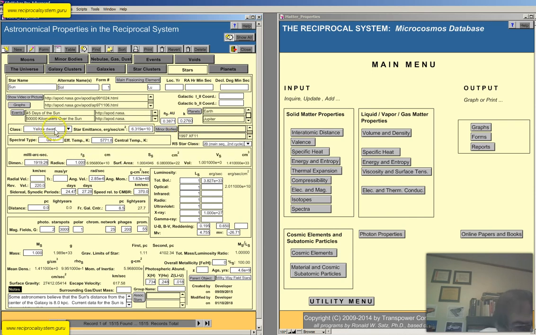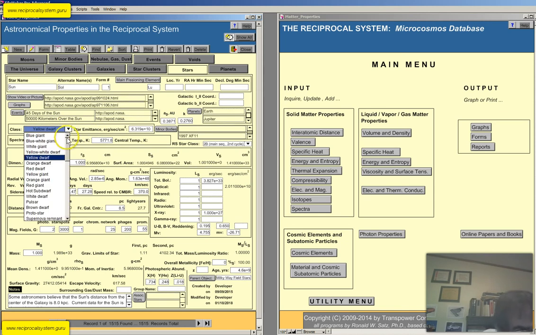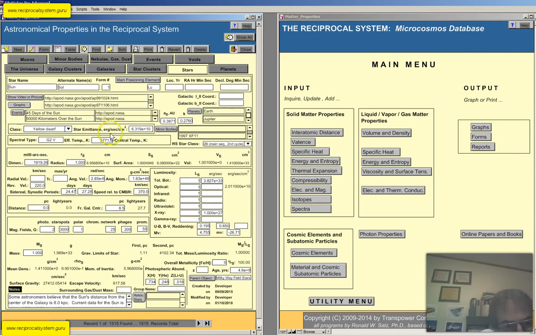Now, the class of the star is yellow dwarf, and here are all the different possibilities. Look at all these. And if I've missed one, you can edit this list and add your own classification if you like. I'm just going to leave this alone. It's yellow dwarf. The star emittance in ergs per second per centimeter squared is 6.319 times 10 to the 10th.